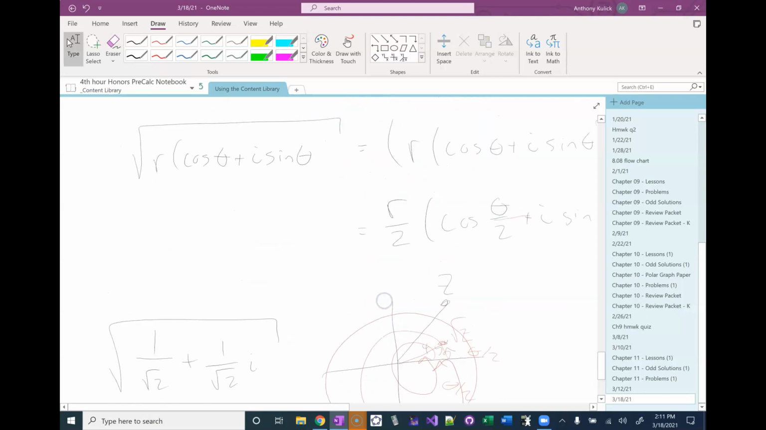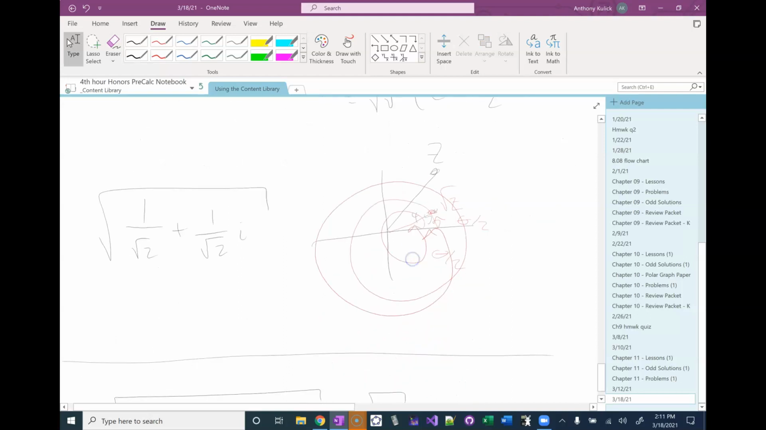Oh my goodness. Did I write this over 2? I'm so stupid. That's supposed to be square root of r. My goodness gracious, Mr. Kulik. What a dummy that move was. Well, excuse me, Mr. Critical. Is that better? All right. Yeah, no problem.